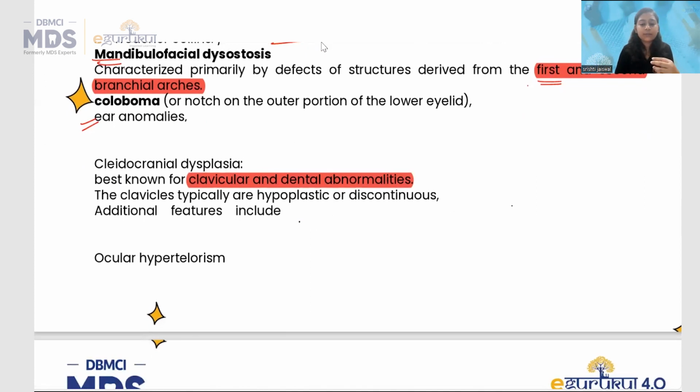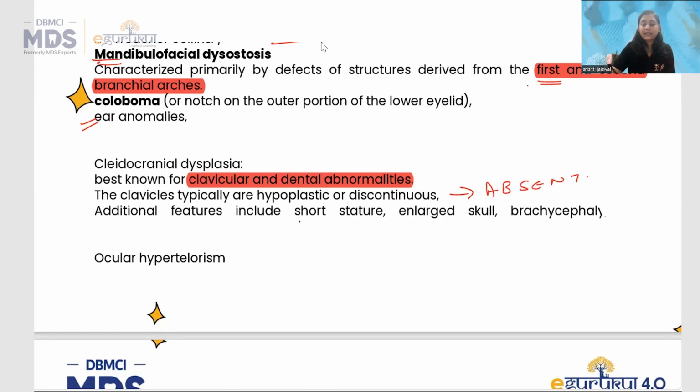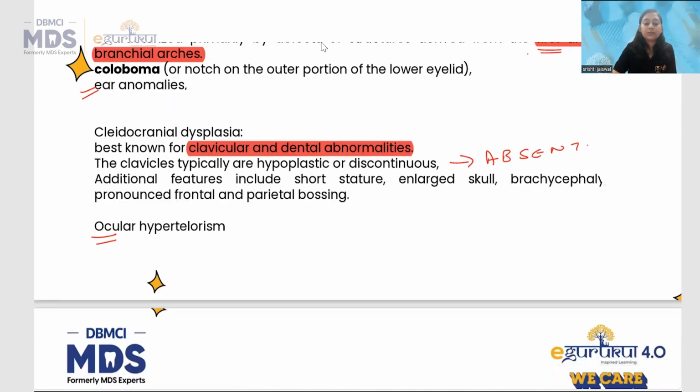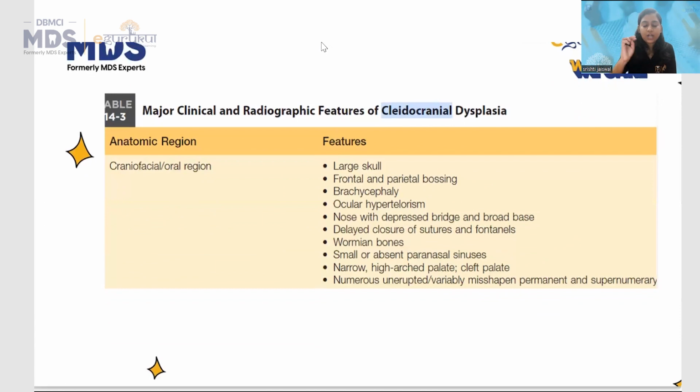Now, what happens in cleidocranial dysplasia? There are dental anomalies along with the clavicular anomalies. So here the clavicles might be hypoplastic, discontinuous, or sometimes it can be even absent. Now, what are the additional features? That is short stature, enlarged skull, brachycephaly is seen here, along with pronounced frontal and parietal bossing, along with ocular hypertelorism. Now, this is a very important chart, okay? So, you guys can take a picture of this, and you can paste it anywhere on the wall so that it will be easier for you to recall.